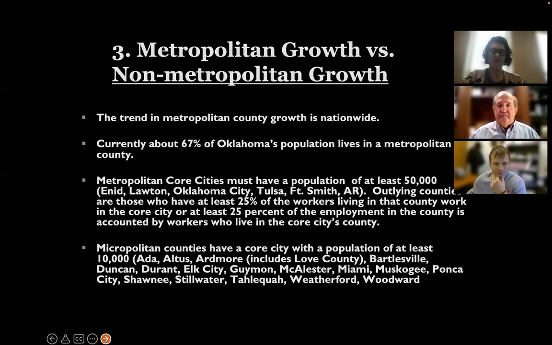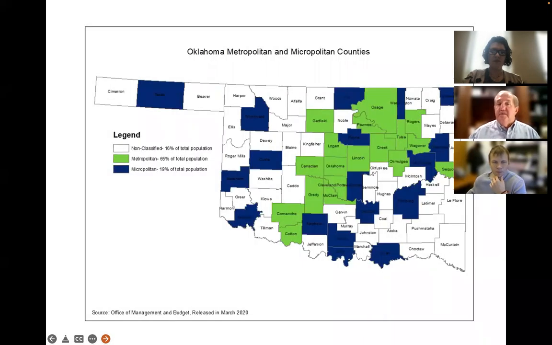Next slide. And this is a statewide map, which just tells you which counties are metropolitan and which counties are non-metropolitan. The green counties are our metropolitan counties with about 65% of our total population. The blue counties are those micropolitan counties that are not quite there yet. And then if you're white, you're definitely a county that is classified as non-metropolitan.